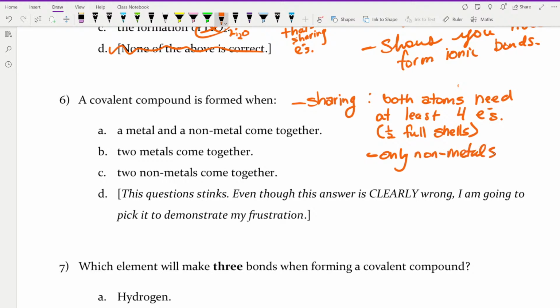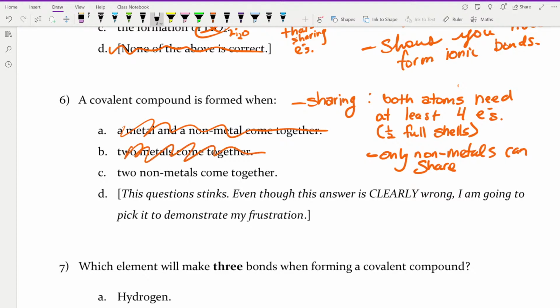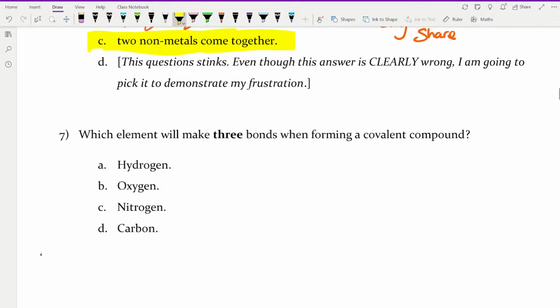So let's see if that helps us. A metal and nonmetal? Nope, that's an ionic compound. 2 metals? Nope. 2 nonmetals? Yep, that's the one. Which element will make 3 bonds? Well, if we look, hydrogen has 1 electron and it needs 1 more.